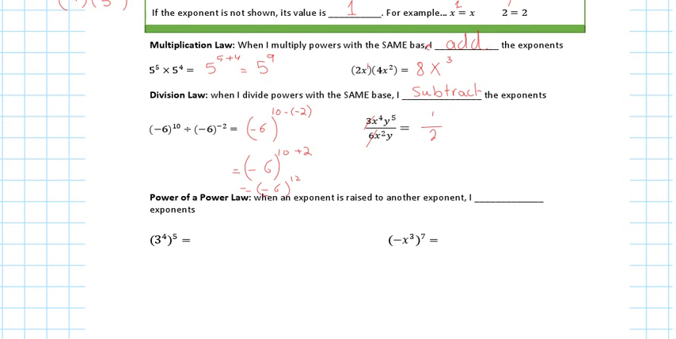All right. x to the power of 4 divided by x squared. If I subtract my exponent, that's going to give me x to the power of 2. What's the exponent on the y? 1. So y to the power of 5 divided by y, that's going to be y to the power of 4. You can write it as x squared y to the power of 4 over 2. That's the same. Any questions about this?